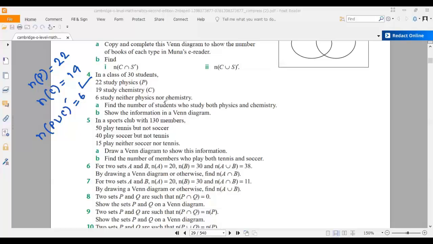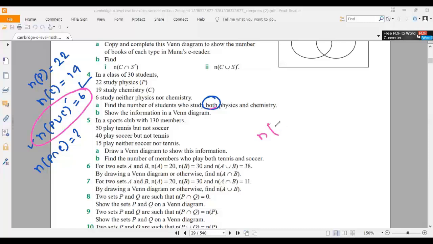Now, number 8, find the number of students who study both physics and chemistry. And number B, show the information in a Venn diagram. Here in A, this question asks to find out both. That means the intersection part, N of P intersection C equal to what? So here we can find out the answer from this part.